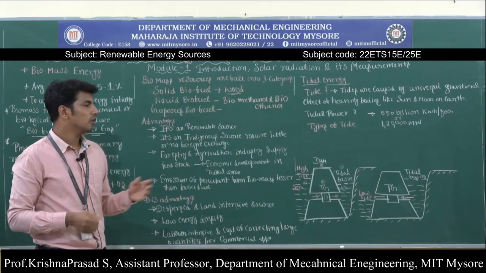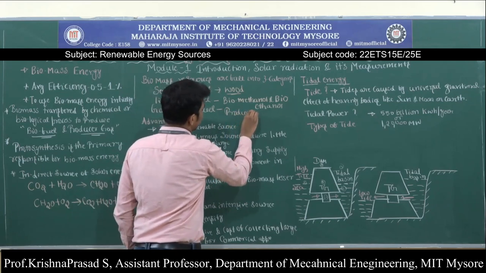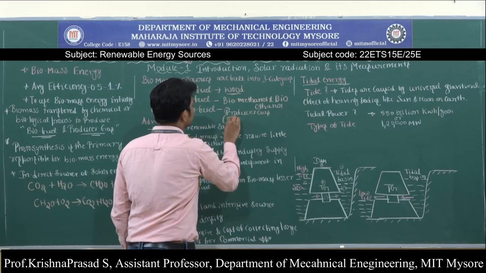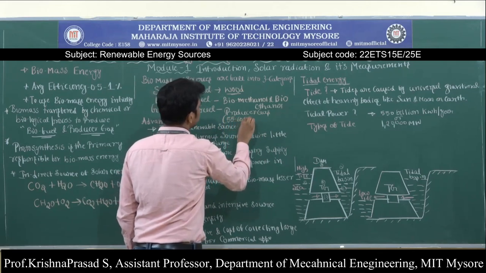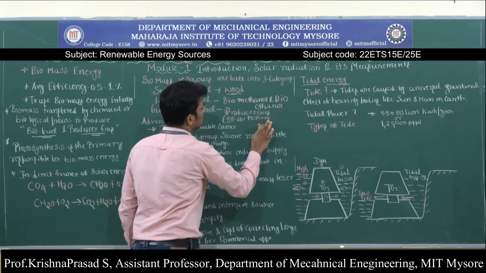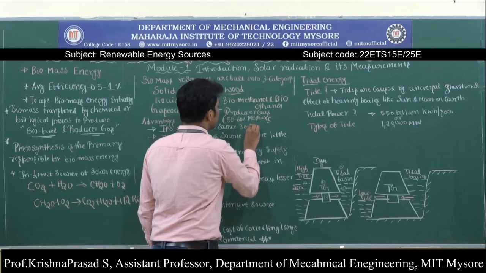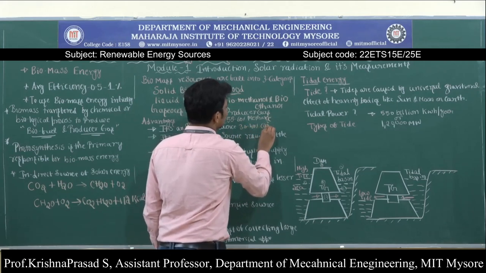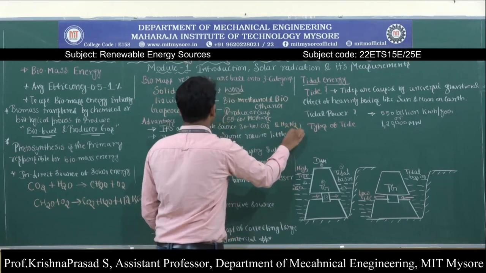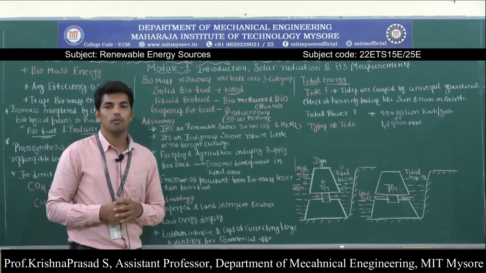And the next is called the gaseous biofuel. The gaseous biofuel is nothing but the producer gas and synthesizer gas. That means it mainly consists of 55 to 60% of methane and 30 to 40% of carbon dioxide and a small amount of hydrogen and nitrogen. So this is regarding the classification or the resources of the biofuels.